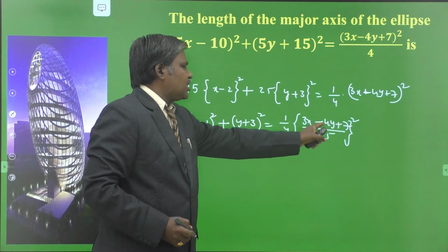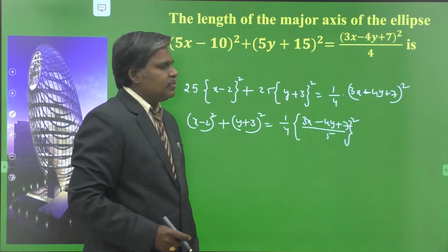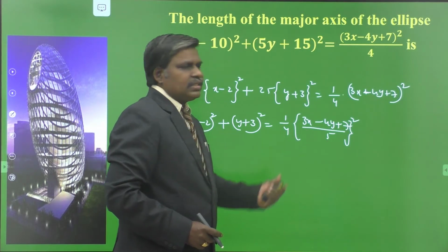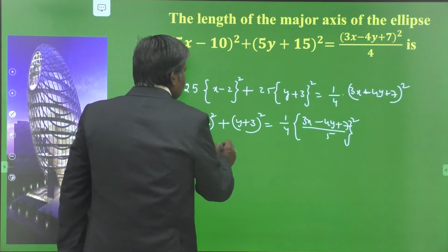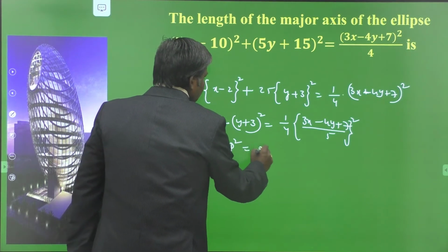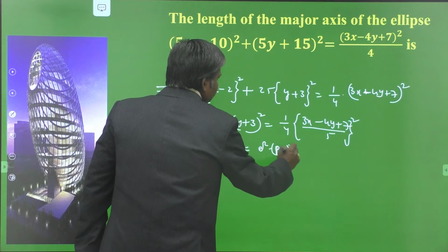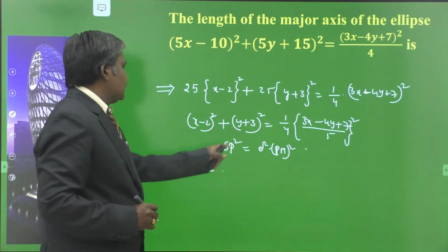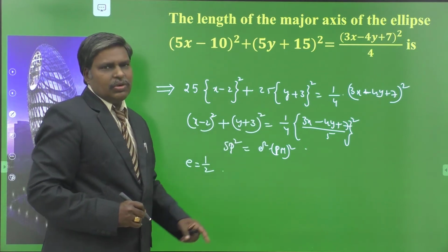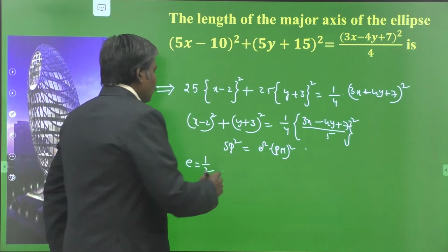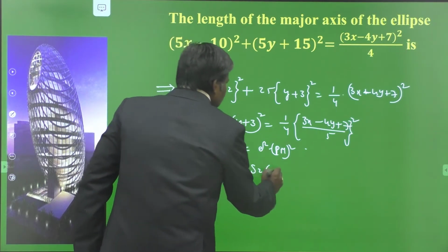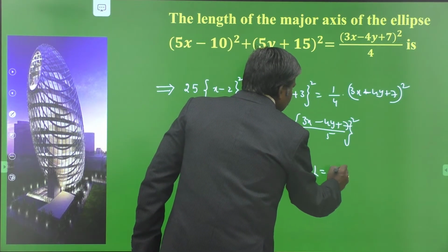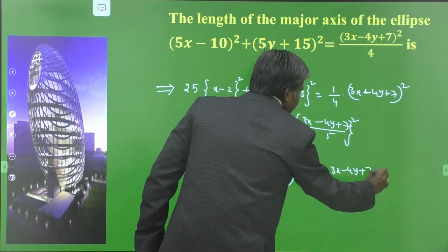This is of the form (ax plus by plus c) by root of a square plus b square. This is the perpendicular distance, and the other is the two-point distance. It is SP square is equal to e square into PM square form. So what is the eccentricity of the ellipse now? Immediately we obtain eccentricity. Since e square is equal to 1 by 4, so e is equal to 1 by 2. What is focus? Focus S is equal to (2, minus 3). What is the directrix equation? L is equal to 3x minus 4y plus 7 equal to 0.